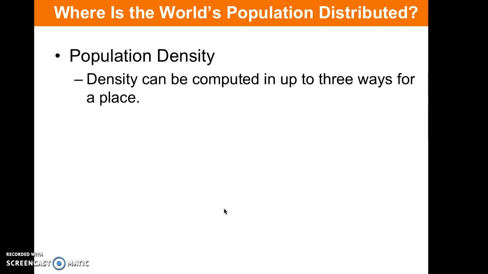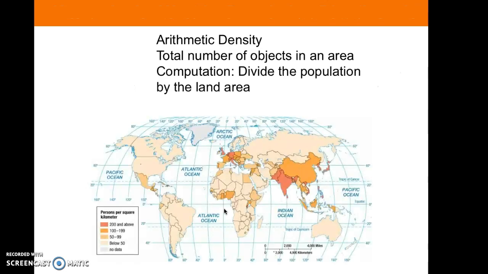So how do we measure population density? We have 3 types of population density we'll talk about. And it is really important that you keep them straight, so we want to make sure we're referring to the type of density we mean. The first one is the easiest, arithmetic density. That's the kind we already talked about.